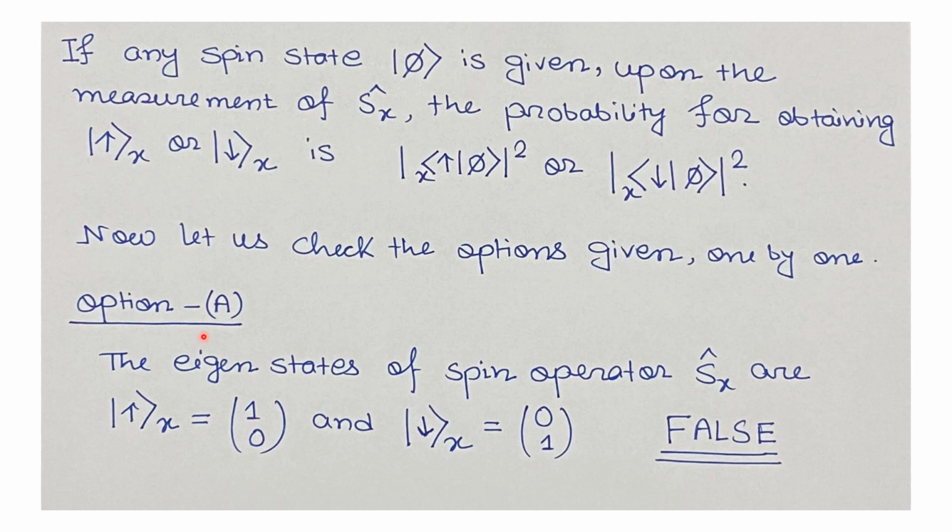Now let us check the options given one by one. So option A, that is given the eigenstates of the spin operator Sx cap are up spin, that is (1, 0), and down spin, that is (0, 1). So this is false because we have already calculated the eigenvectors for the Sx cap operator: 1 by root 2 times the column matrix (1, 1), and for down spin, 1 by root 2 times the column matrix (1, -1). So this option is false.